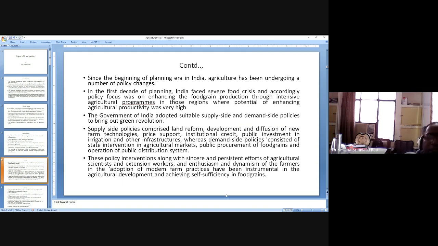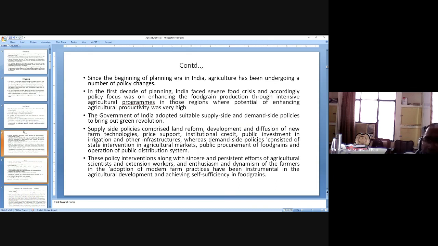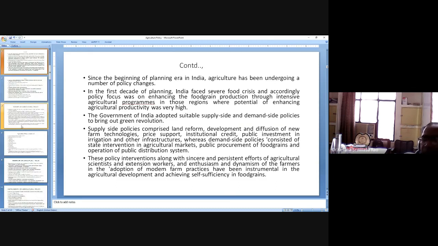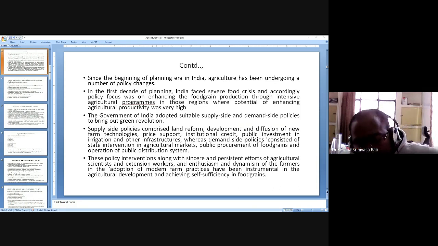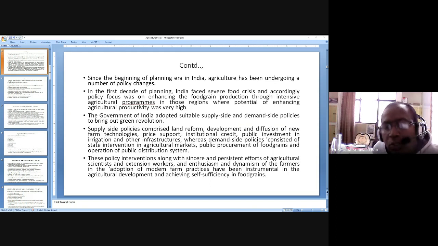Before that, the question was which supply side and demand side inputs would be useful for enhancing agricultural production, and what type of demand was there for these agricultural products. Those were the major components of the initial days of agriculture policy.